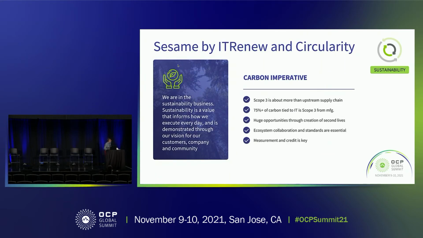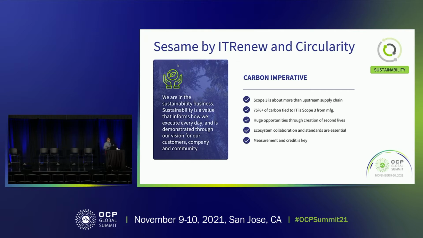So I think most people understand that IT Renew's business has sustainability as its number one goal. And one of the points here is that Scope 3 is more about the upstream supply chain. 75% of carbon tied to IT is Scope 3. So if you look back at the previous slides, you can see where a lot of that is from Scope 3.